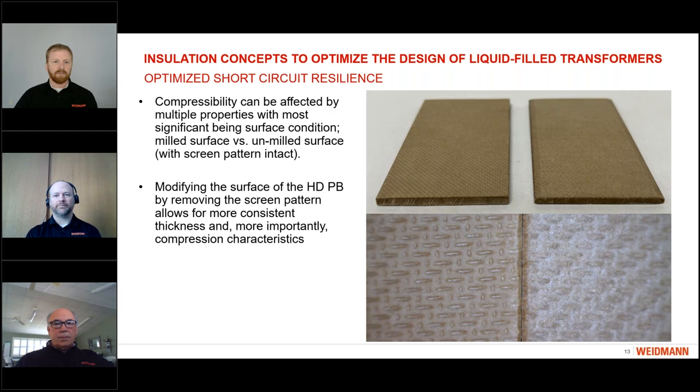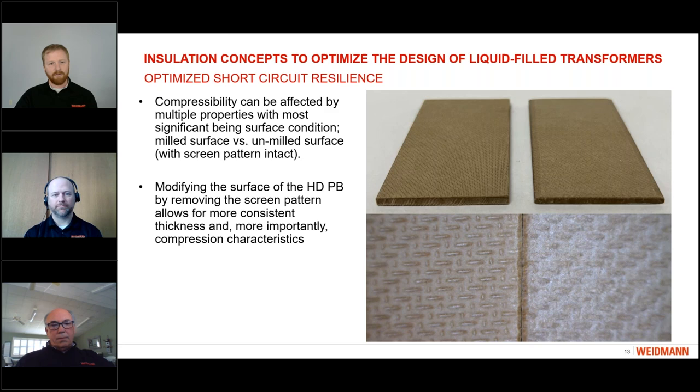So the images on the right show two variations of material. On the left is unmilled, or surface condition unmodified, material. And we can see in that bottom left photo the screen pattern that is created during the manufacturing process. This screen pattern during the process helps to compress the material and drain and dry the material properly during the pressing.